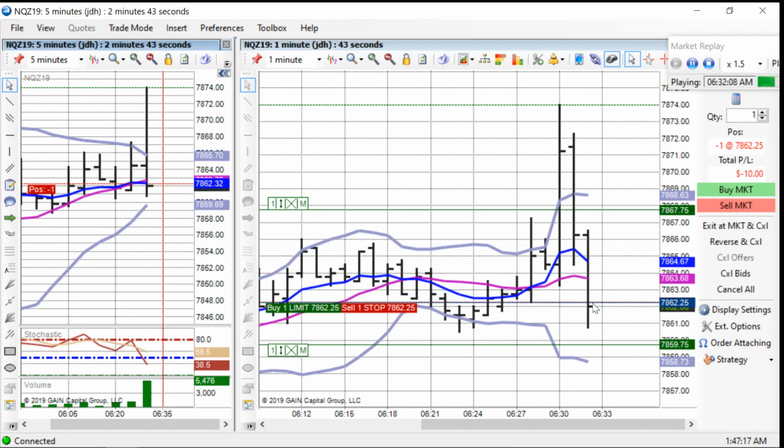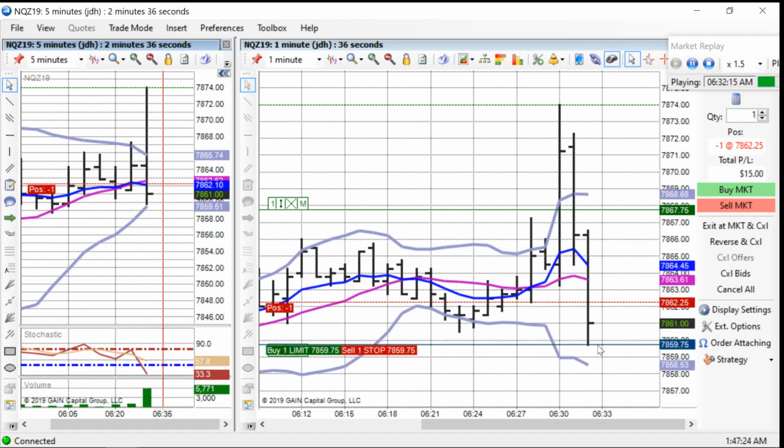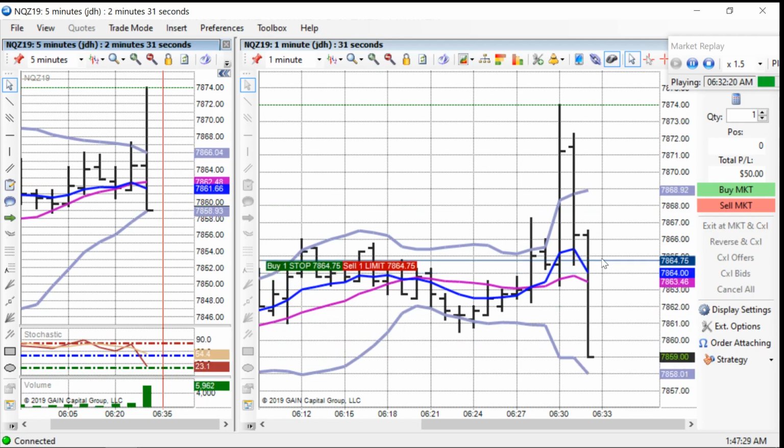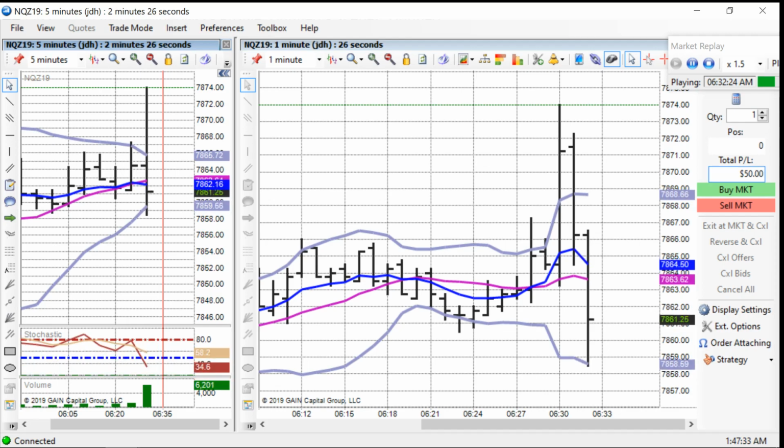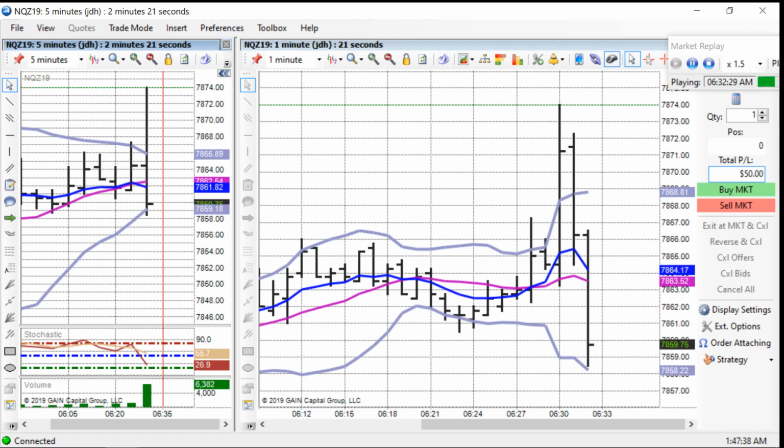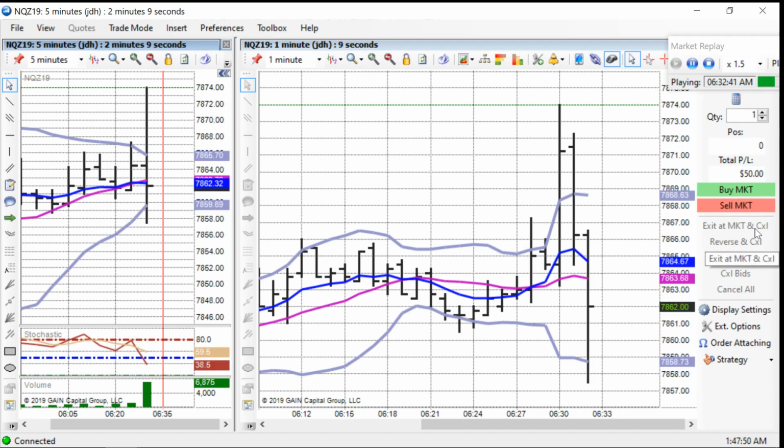So that's approximately 3 points right there. I'm betting on the crossover as it crossed over that magenta line, and it looks like it just came right to the target. There it goes. So that's the first target. There's a little bit of slippage there in the market replay program, so I didn't get the full $57 I should have got for that, or $60. Which sometimes happens in reality as well.